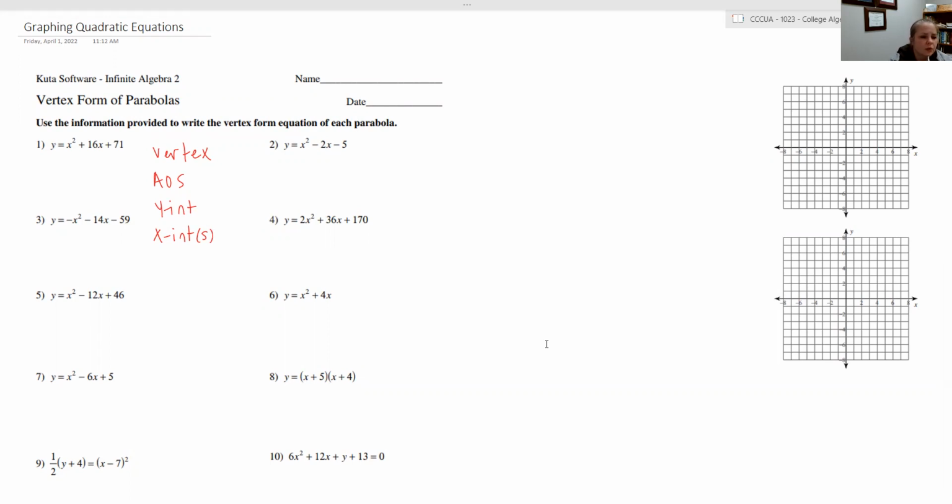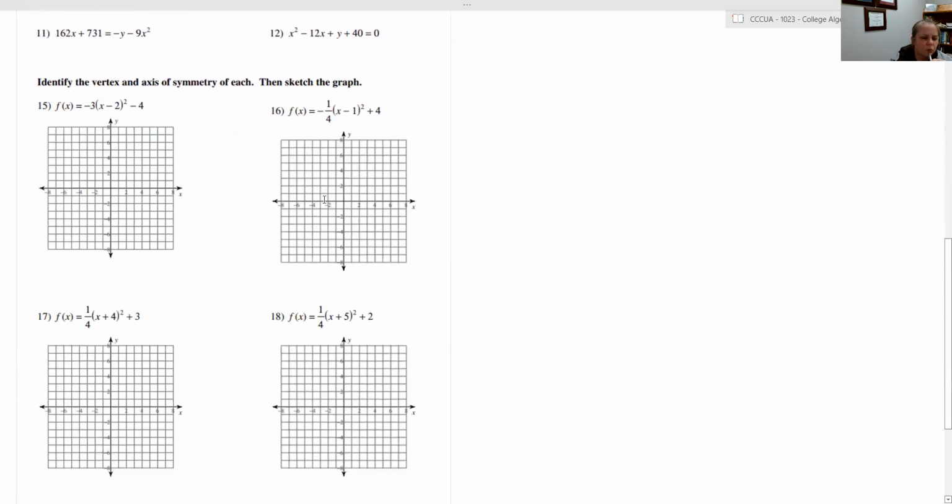And we're going to be working with two different forms of our quadratic equations. So we have the general or standard form, where it is in the form of ax squared plus bx plus c. And then we've got vertex form, and that's the one that looks something along these lines, where you have the binomial squared plus a constant.